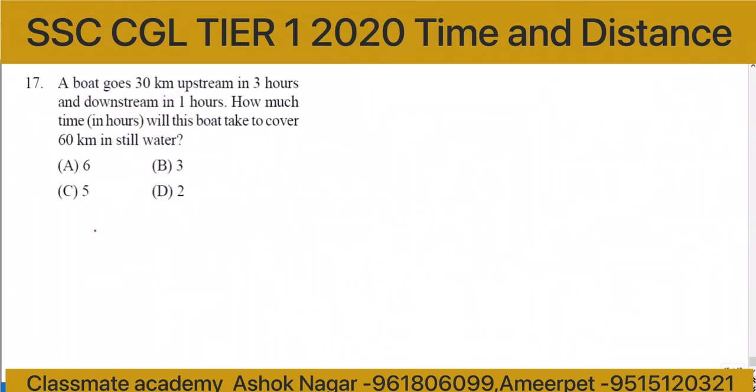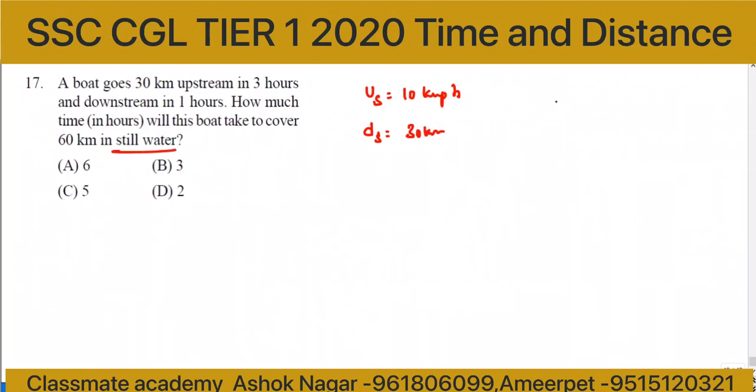A boat goes 30 kilometers upstream in 3 hours. What is the upstream speed? 10 kilometers per hour. Downstream in 1 hour. What is the downstream speed? 30 kilometers per hour. How much time will the boat take to cover 60 kilometers in still water?